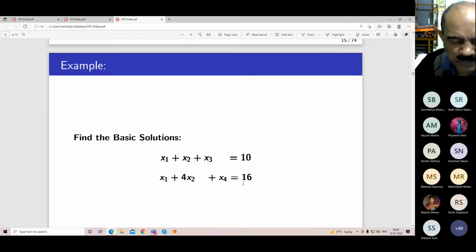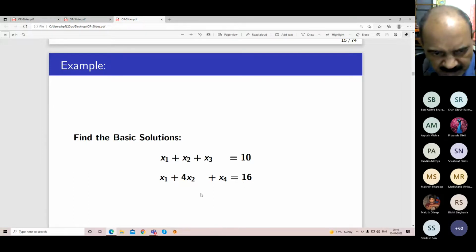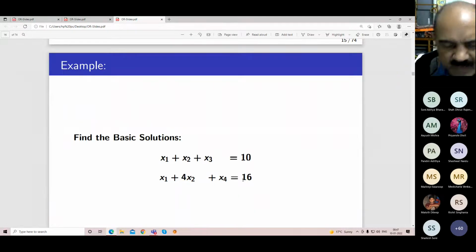So you can compare what is the difference, what solution we have obtained here and what solution we have obtained there. If you solve using the linear programming technique, x1 plus x2 plus x3 equal to 10, x1 plus 4x2 plus x4 equal to 16. How many variables are here? Can you tell me how many variables? 4 variables. Then how many equations are there? 2. There are 2 equations.